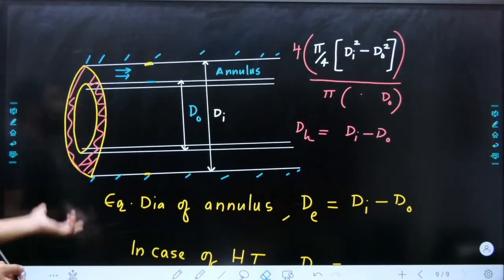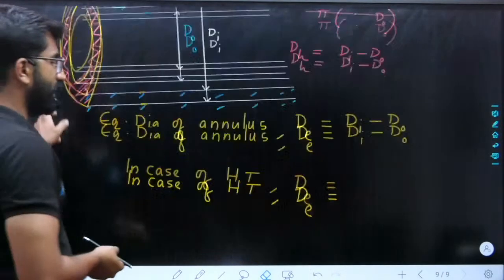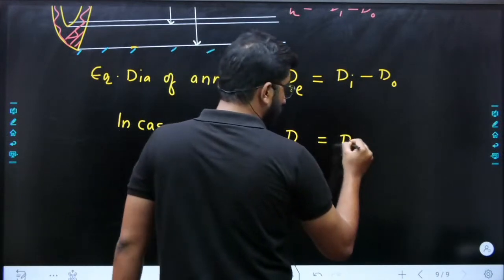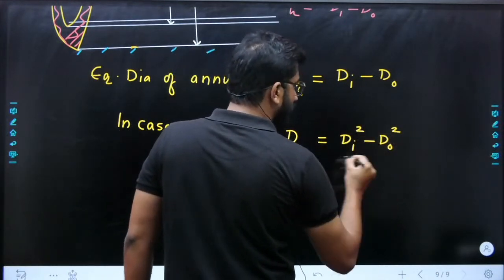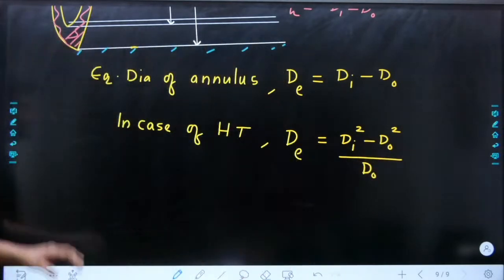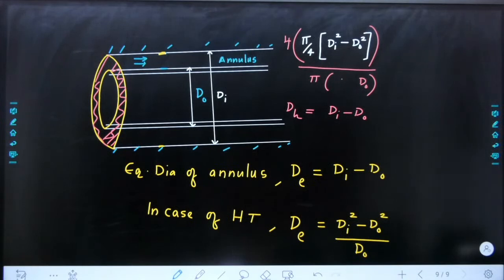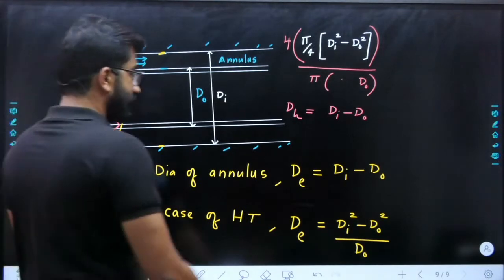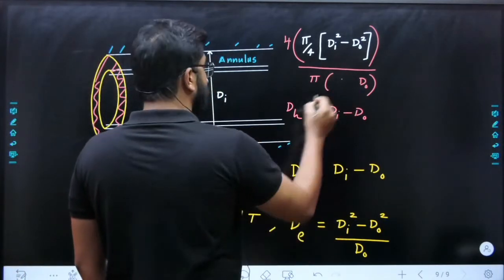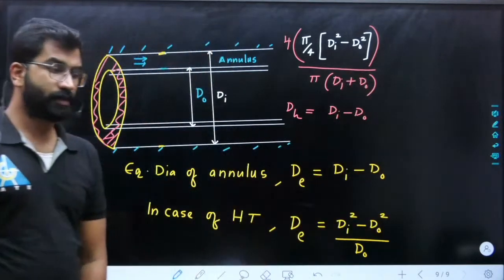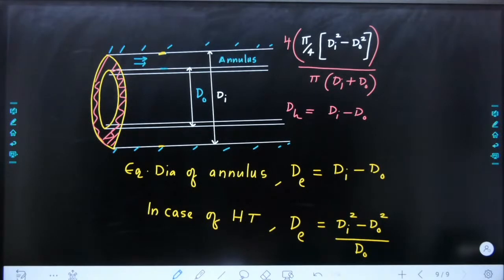So your equation will be what? Pi will be cancelled out, and your equation will become DI square minus D naught square divided by D naught. I hope this is the equation. Any doubt in this? Otherwise we will move forward. Completed. So in case of heat transfer this is the equation, and in case of pressure drop this is the equation. This question has already come 2-3 times, so remember this. Done. I hope everybody is done with this.